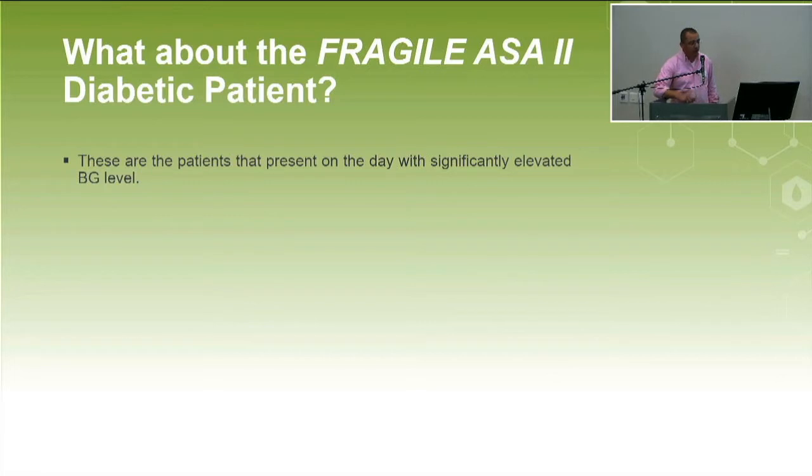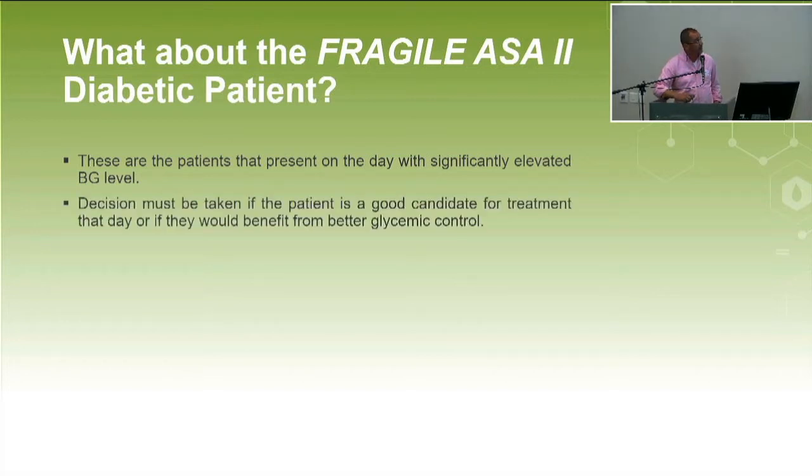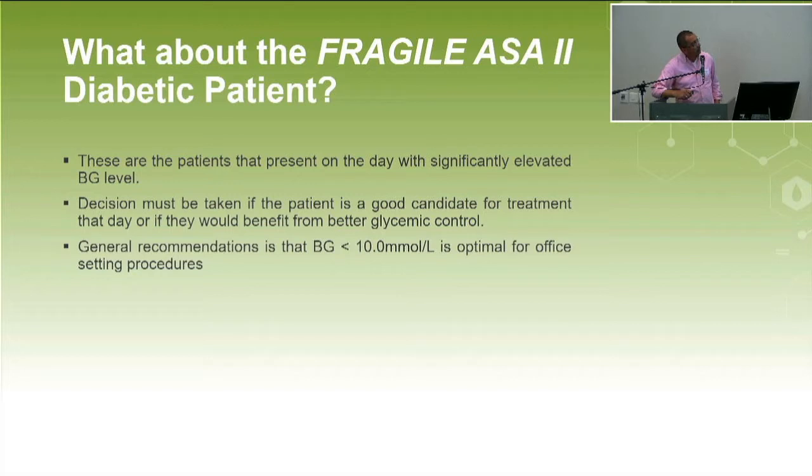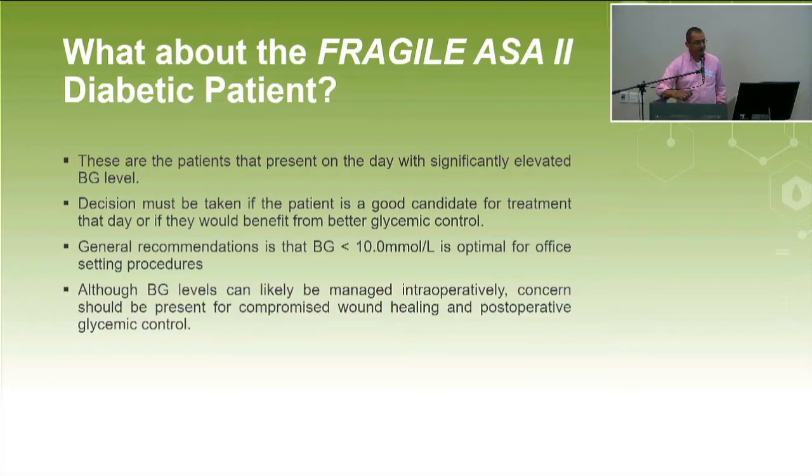What about the fragile ASA 2 patient? This is where our problems usually arise when it comes to diabetics. These patients present on the day for surgery with significantly elevated blood glucose levels. It's good practice to make a decision whether you should go ahead with this patient or not, and whether it's in the best interest of this patient to get their glycemic control better. Most times you probably will go ahead if it's not too crazy elevated. And the general recommendation is that below 10 is optimal for safety in the office setting.